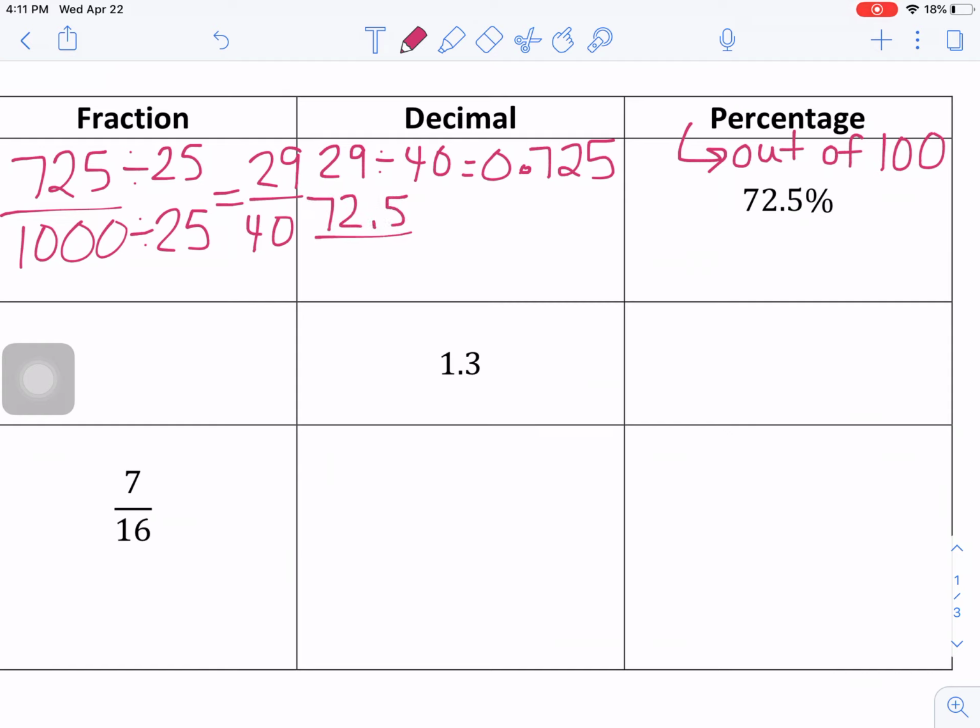72.5 out of 100, my percentage, and I can think, how do I get this out of 1? Because a decimal represents how much out of 1. So if I divide by 100, I will get my decimal out of 1. And 72.5 out of 100 means slide the decimal place 2 to the left. So I'm going to end up with 0.725 out of 1. So 0.725 is my decimal. Percentage is 72.5%. And my fraction is 29 out of 40.